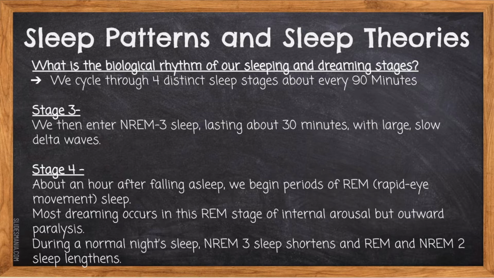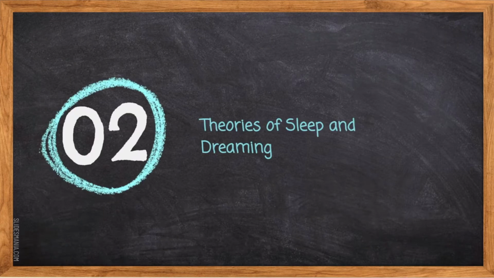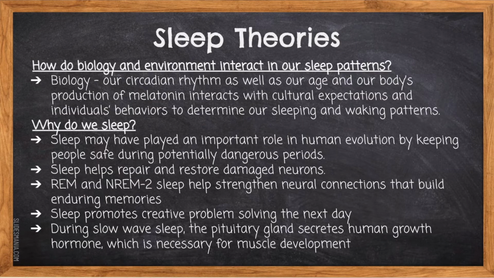All right, theories of sleep and dreaming. This is objective 2. How do biology and environment interact in our sleep patterns? All right, biology, which is our circadian rhythm, as well as our age and our body's production of melatonin, interact with cultural expectations like how many hours should you sleep as a teenager, and what time do you need to be up in the morning to get to work, and how much homework do you have for your teachers that night, which is going to impact how much you sleep, right?